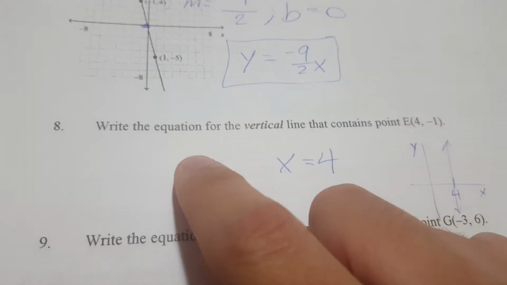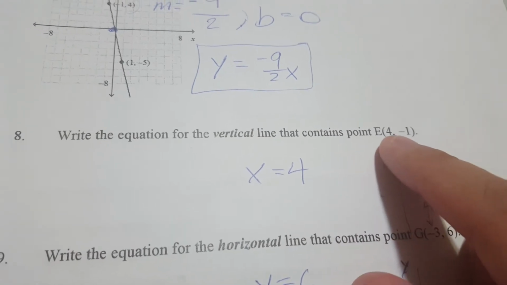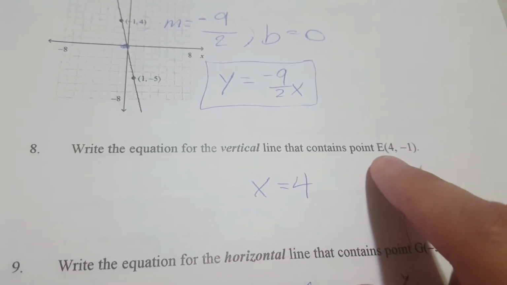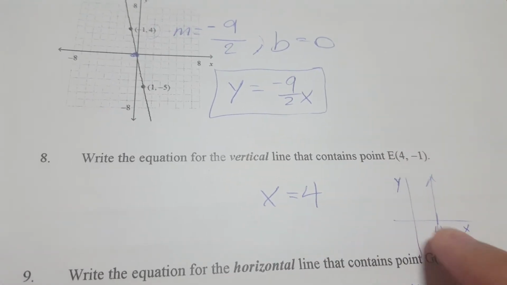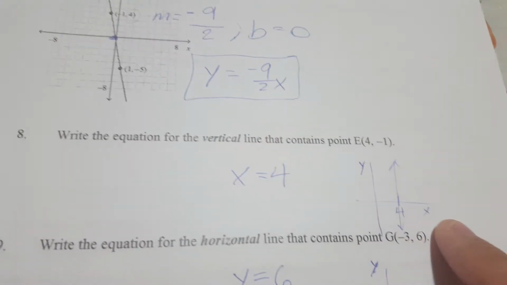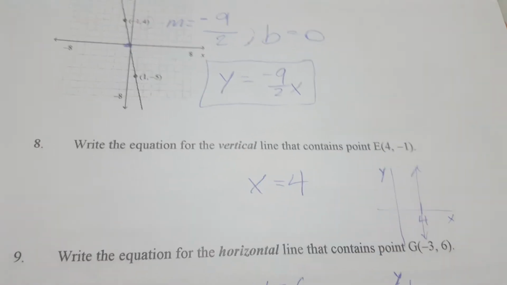Okay. Number 8. Write an equation for a vertical line that contains the point (4, -1). Vertical lines are of the form x equals something. So whatever that x is, there's your equation. So this is x = 4. How does that make sense? Because it's just a straight up and down line that passes through the x-axis at 4. That's why this is x = 4.